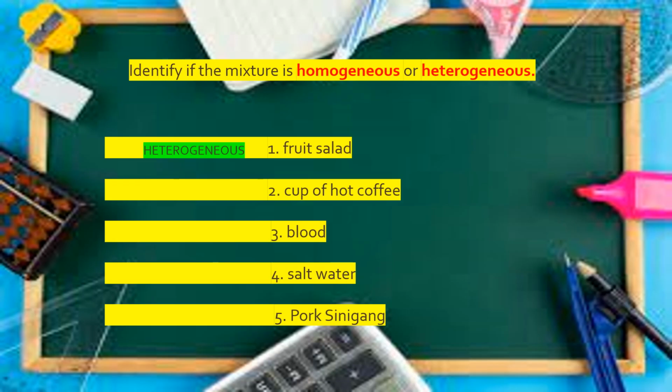Okay, awesome. Cup of hot coffee. Is it homogeneous or heterogeneous? Very good. That is homogeneous mixture. How about blood? Okay, awesome. That is homogeneous too. How about salt water? Salt water is also homogeneous mixture.